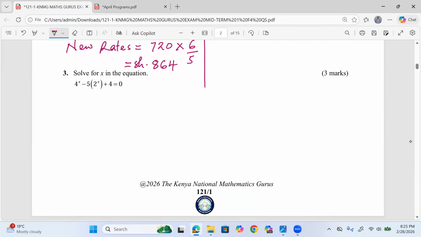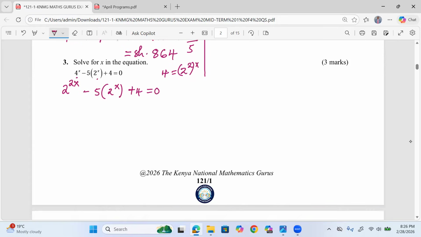Number 3. We can see power x is in 2 terms here. There is power x here, there is power x. One is a base 4, the other one is a base 2. So 4 can be expressed to base 2 because we know that 4 equals 2 power 2. But now there is an existing power of x. So this shall be 2 power 2, then there is the existing power of x like that, minus 5 and 2 to the power of x. This plus 4 shall be equal to 0.